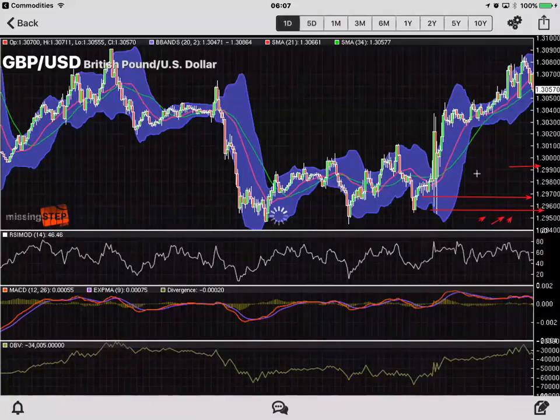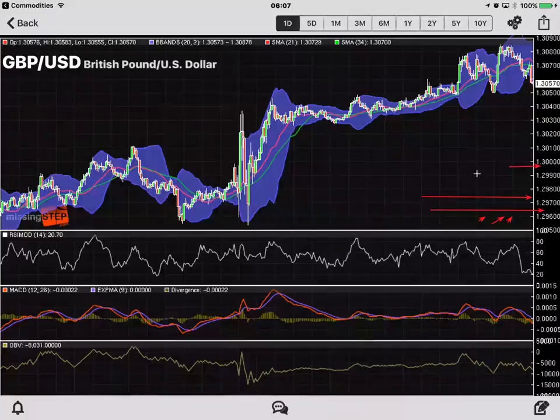Oh, one more. Let's see here. Okay, you can see a small bear flag here. All right. Alarm about, what's that? 130.20.